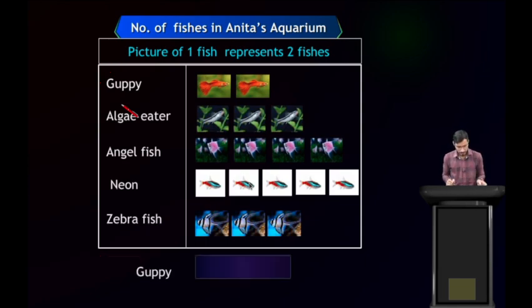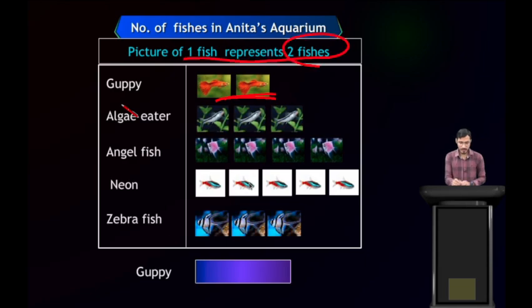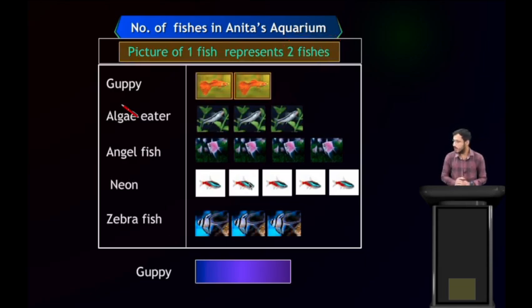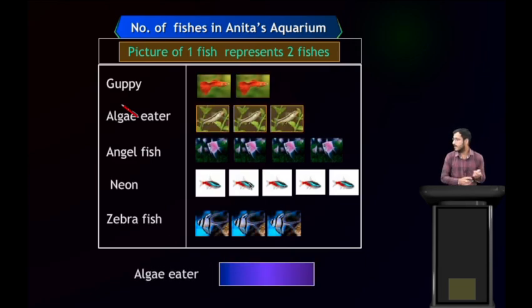If I ask you the number of guppy fishes, can you tell me? Yes, here you can see two pictures, and one picture represents two fishes, so that means 2 into 2, so the number of guppy fishes will be 4. Now alligator, so yes, 2 into 3, that is 6.